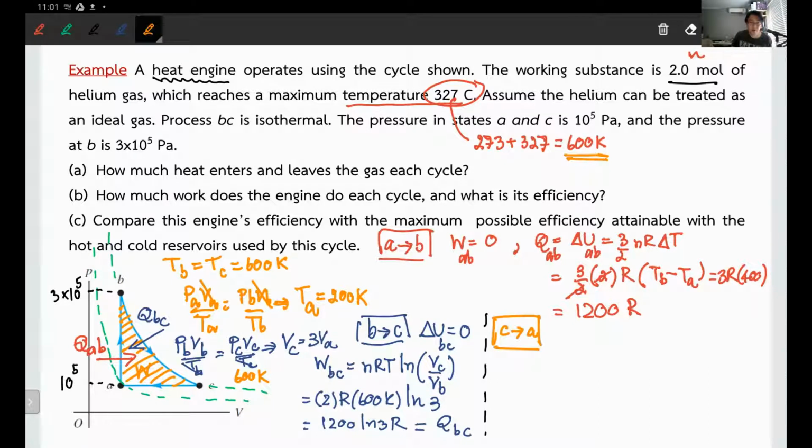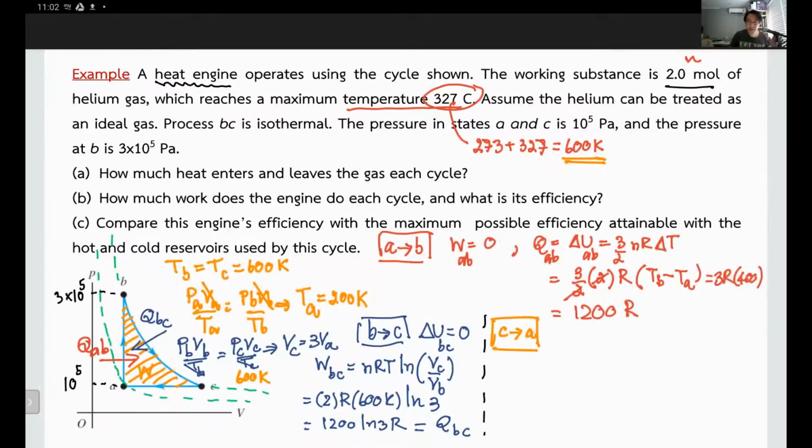So first of all, you should be able to get the W first, because the W is going to be the area under the curve. The area under the curve of the isobaric process is just a rectangular area. So all you need to do is figure out the rectangle below the AC curve. Let me highlight that area here.